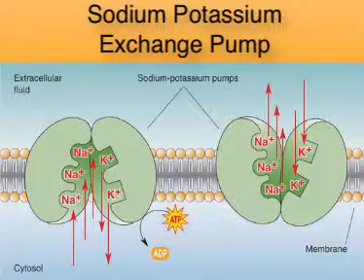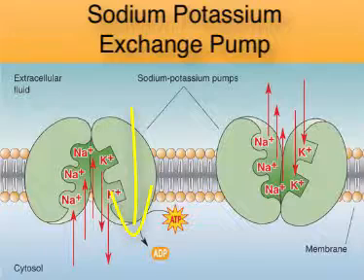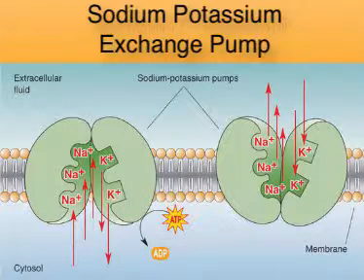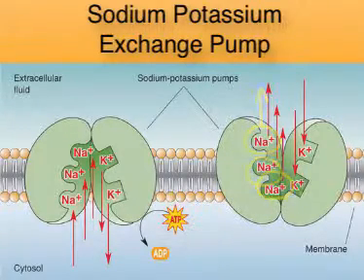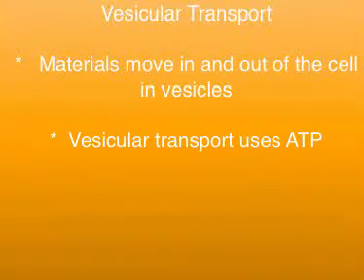An example of an active transport is the sodium-potassium exchange pump. During this active transport, sodium ions are pumped out of the cell against their concentration gradient, and potassium ions are pumped into the cell against their concentration gradients. This process takes energy in the form of ATP. Every 1 ATP will move 3 sodium out of the cell and 2 potassium into the cell. The sodium-potassium exchange pump is very useful in maintaining the concentration gradients of these two ions.